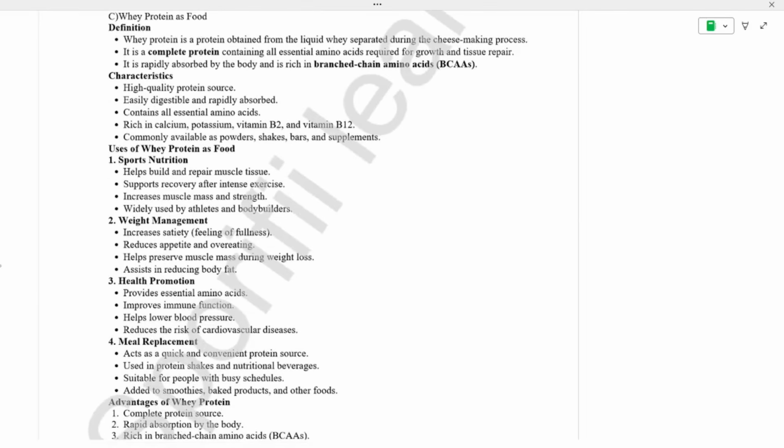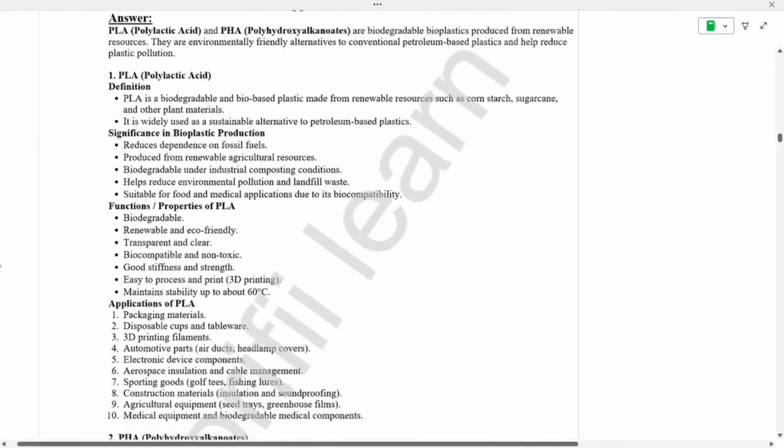Next is whey as a protein, which is a complete protein. In the cheese making process, when you curdle the milk, the remaining watery part is called whey. It is used in sports nutrition, weight management, health promotion, meal replacements and all.